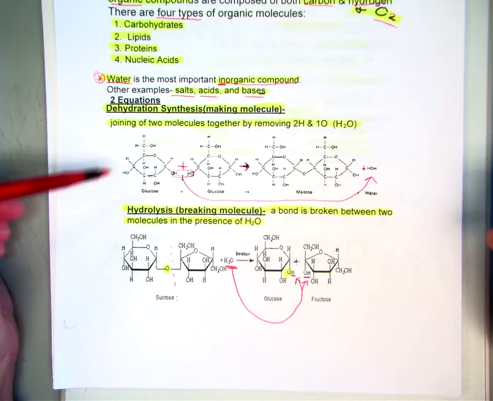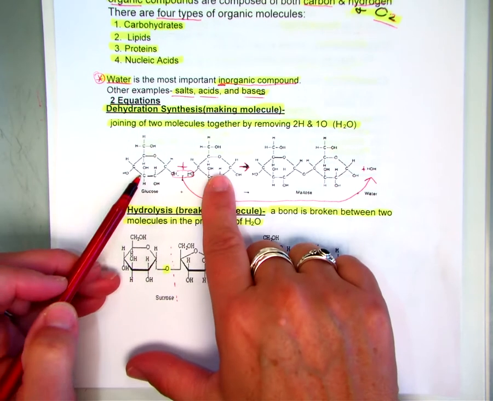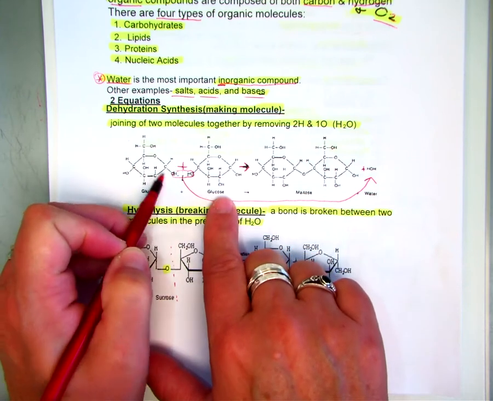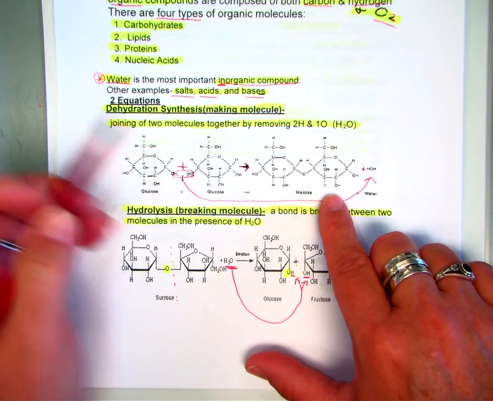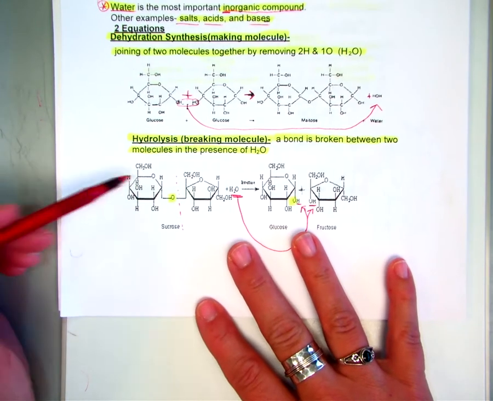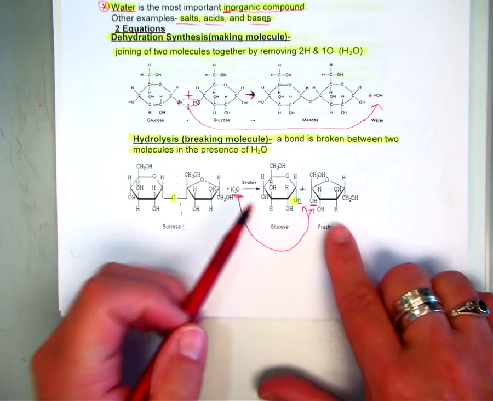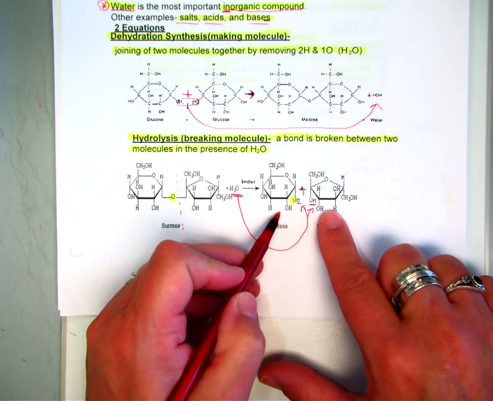The 2 reactions, you only have to know 2 reactions. So dehydration synthesis, you start with 2. See, there's a plus sign. Those are your reactants. And you end with 1. Dehydration synthesis, start with 2, end with 1. Hydrolysis, start with 1, end with 2. So now you see 2 here for products.